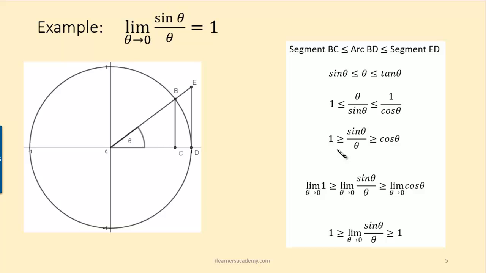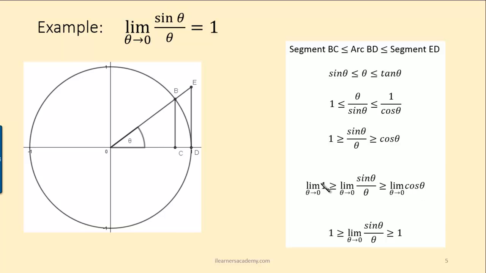We are now in a position to apply our squeeze theorem. We have this function here squeezed in or sandwiched in between these two. This will always be less than or equal to this. This will always be greater than or equal to this. We can take limits then as theta approaches 0 of the 1, of this expression, and of this expression.